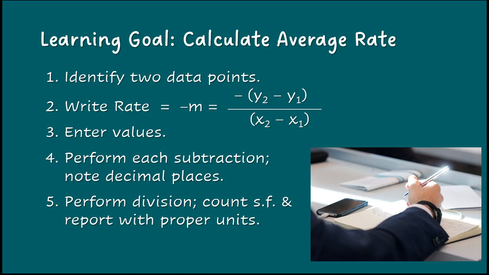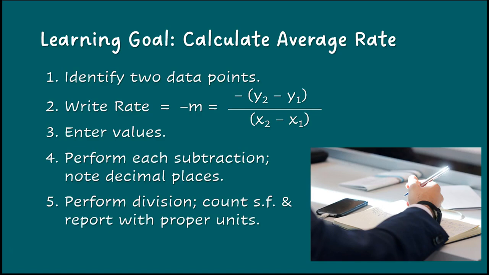To solve this type of problem, we'll first identify our two data points. These could be the beginning point and the end point, which would give us the average rate over the entire experiment. It could be the beginning point and some other point, which gives us the rate near the beginning of the experiment, or it could be any two data points in the middle of the range.